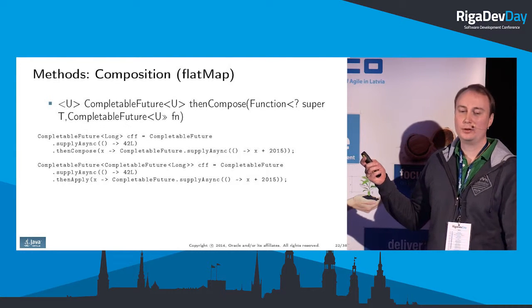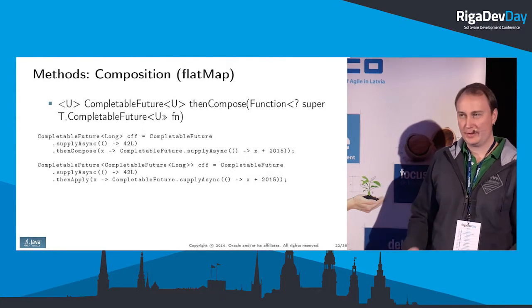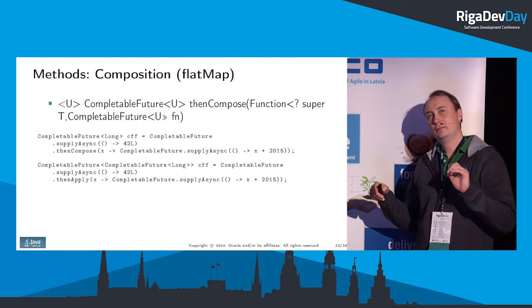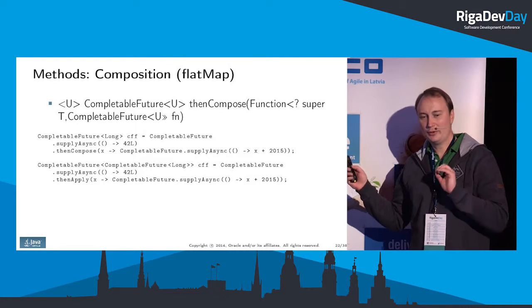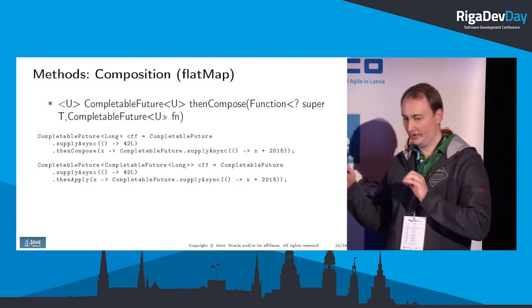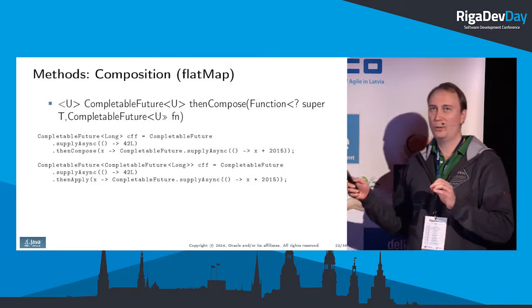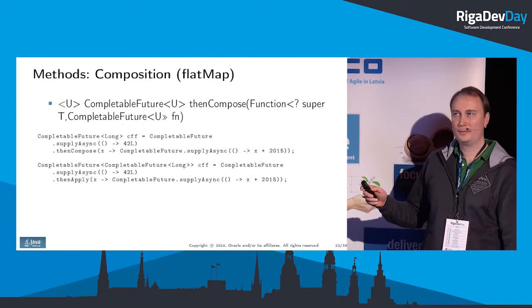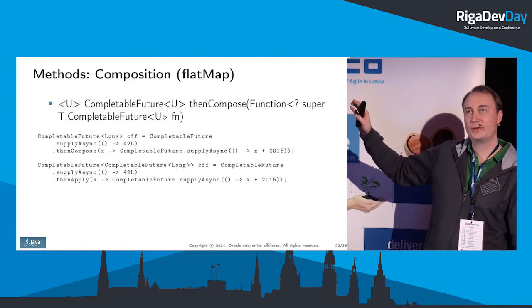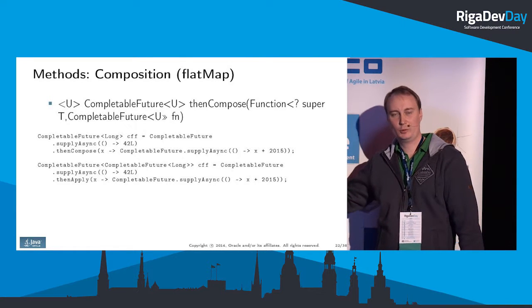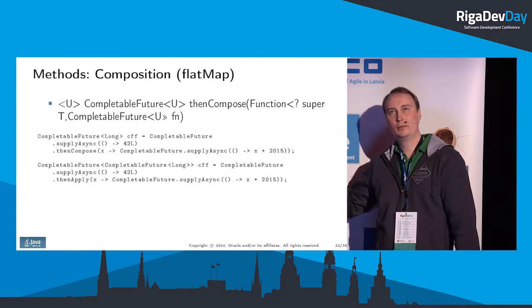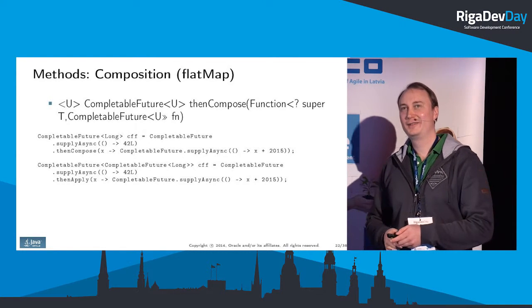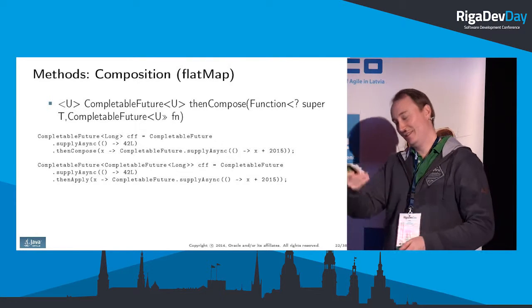We can call thenCompose, supply a function, and the returned completable future will be interpreted in terms of its result. So the framework does the work for us. I think the example with numbers is quite clear. Please ask questions, because it's the hard part. All right.